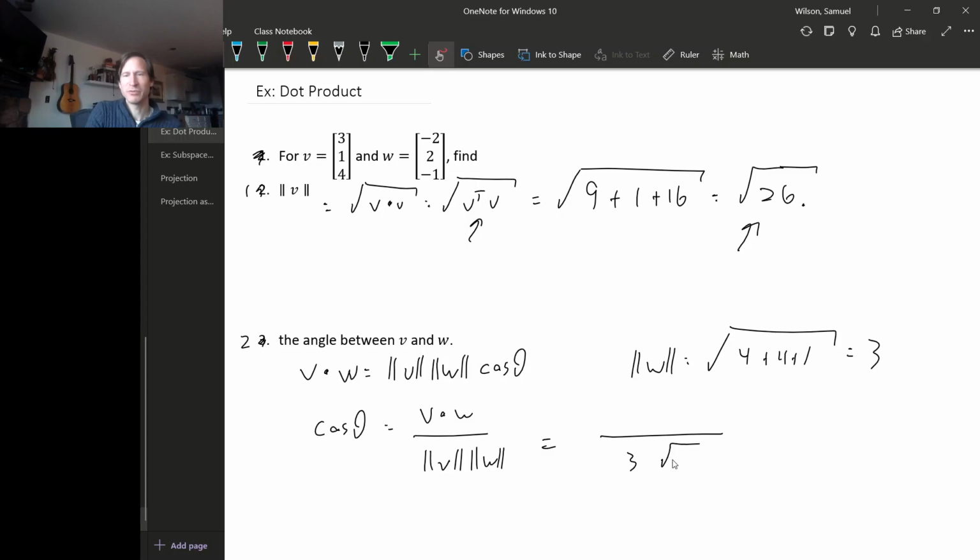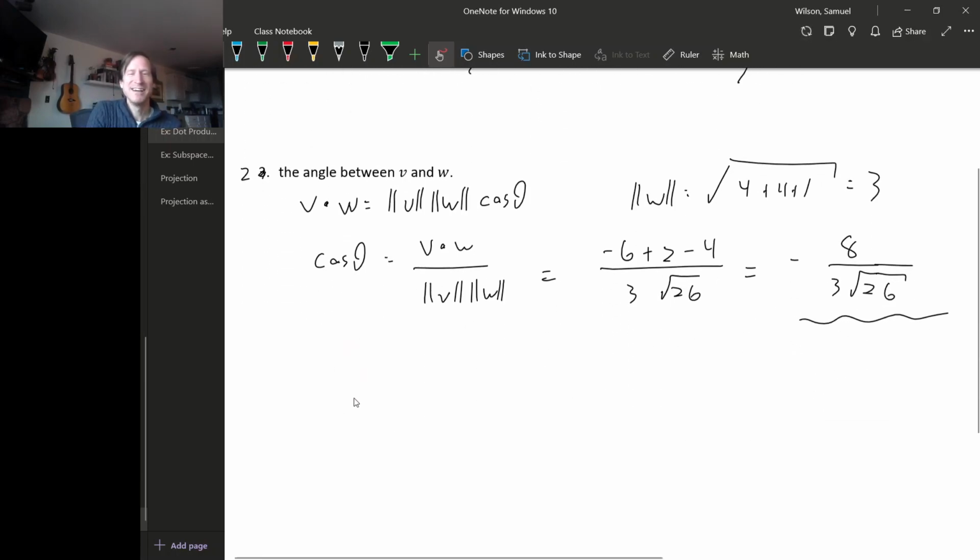The magnitude of v is the square root of 26. And then v dot w, right, that's 3 times negative 2 is minus 6. Plus 1 times 2, that's plus 2. And then plus 4 times negative 1, that's minus 4. So it looks like we're going to get negative 8 over 3 root 26. And then, you know, if you want to, you can rationalize this. Maybe that would be a nice thing to do. But we're going to get a decimal approximation when we take inverse cosine anyway, so I guess no point in rationalizing. So to get our angle, we need to take inverse cosine of negative 8 over 3 root 26.